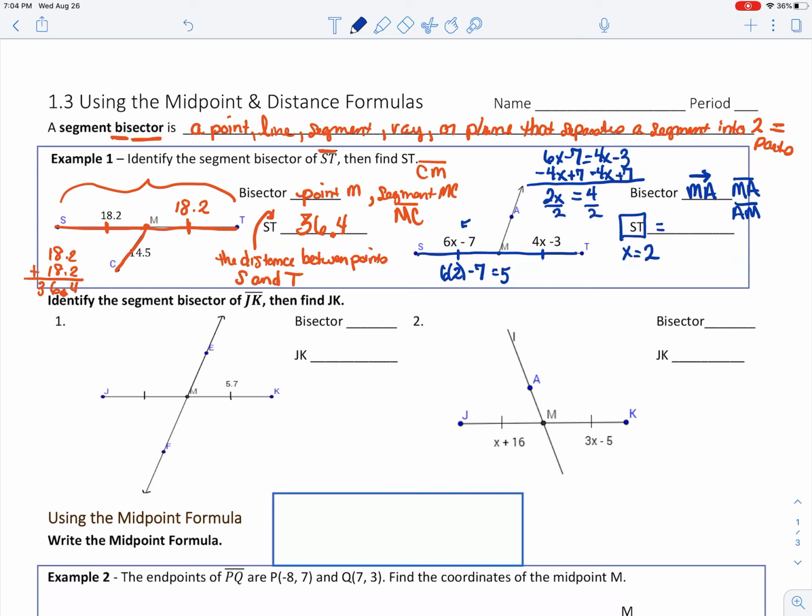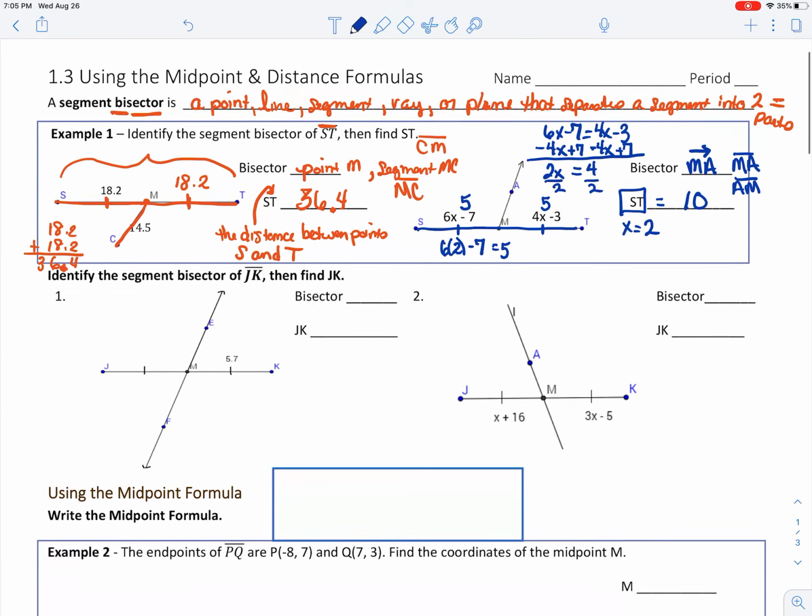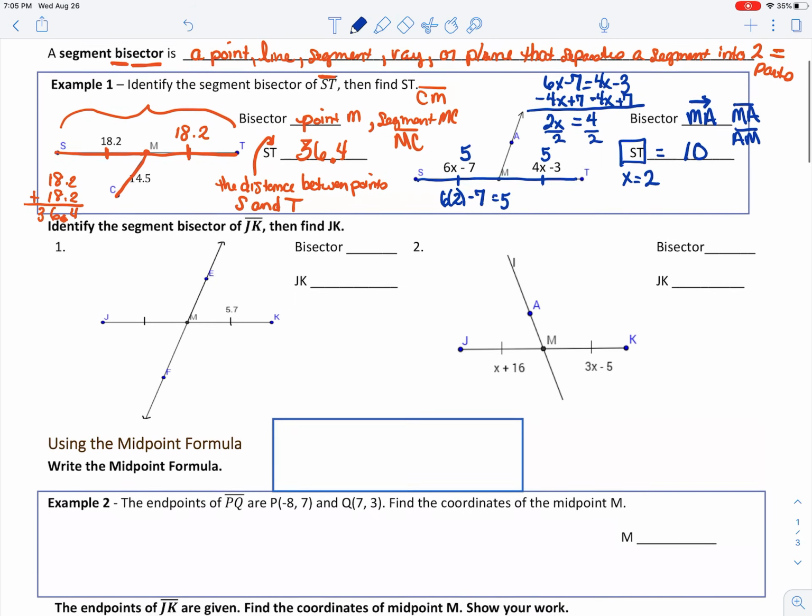So if the distance from s to m is 5 and m is the midpoint or the bisector, then the other portion, m to t, had better be 5 as well. And you could plug 2 back in for the x and see if you get 5 on the other side. So half the distance is 5, the other half is 5, for a total distance of 10. So we've finished our example 1 in this box. That means that you have 2 more problems just like them to do right below.